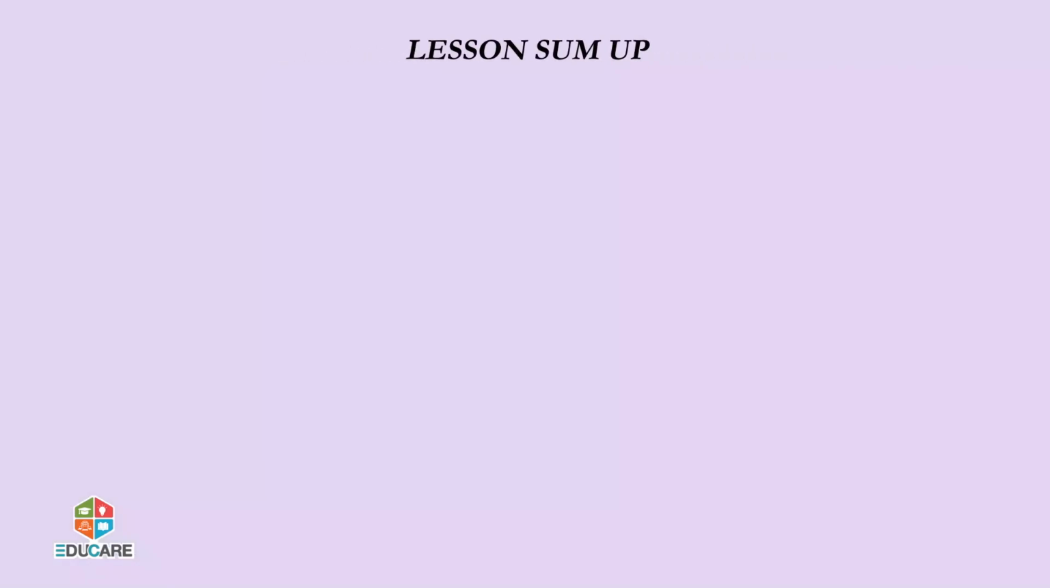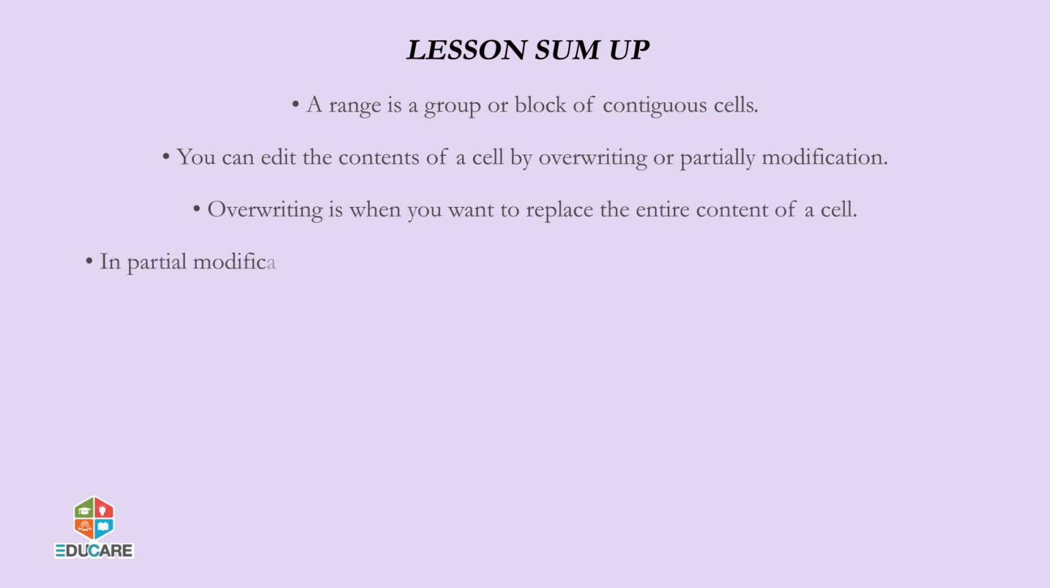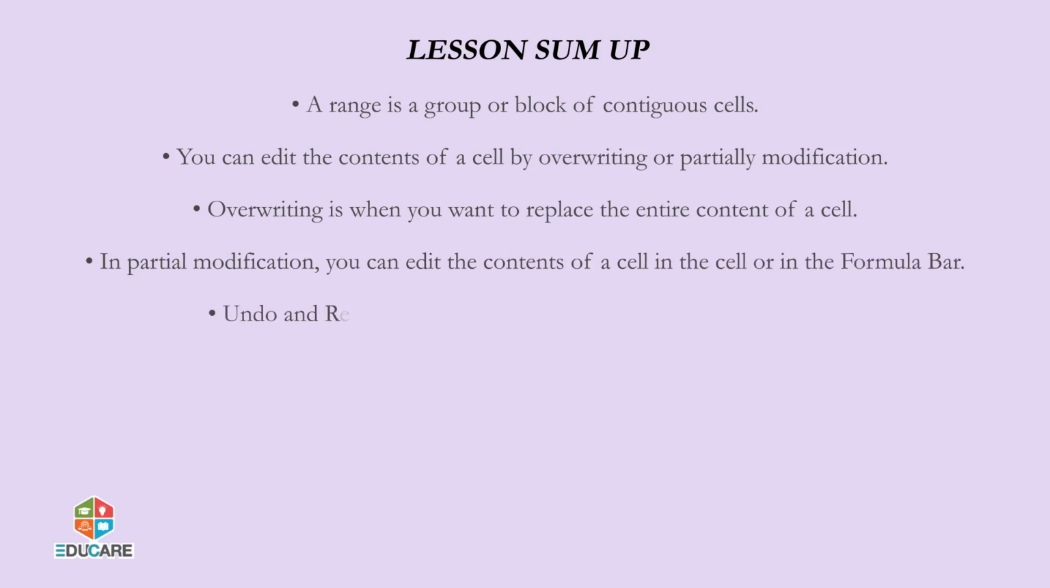The column width will be changed to the new value. Lesson sum up. A range is a group or block of contiguous cells. You can edit the contents of a cell by overwriting or partial modification. Overwriting is when you want to replace the entire content of a cell. In partial modification, you can edit the contents in the cell or in the formula bar. Undo and redo buttons appear under the Quick Access toolbar.